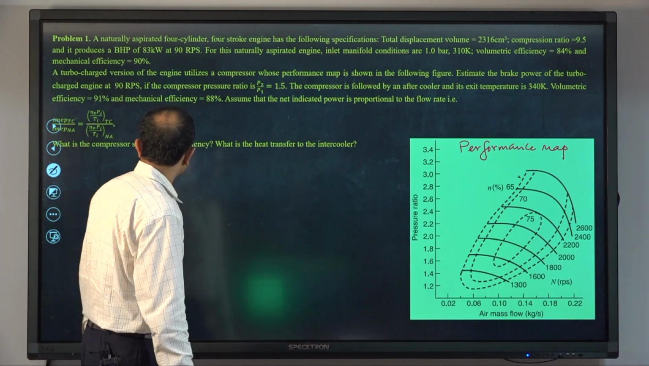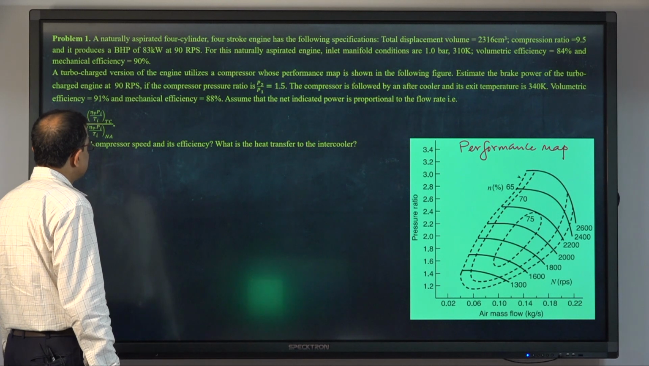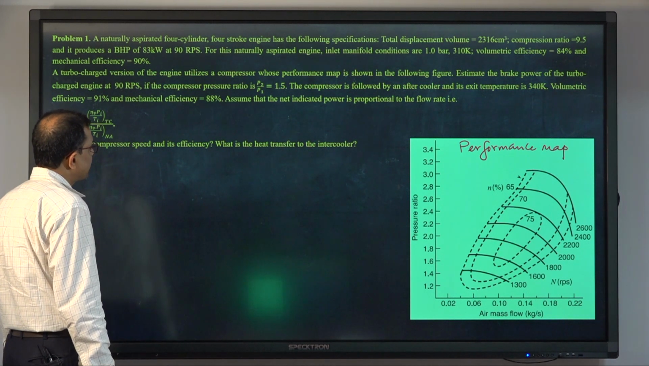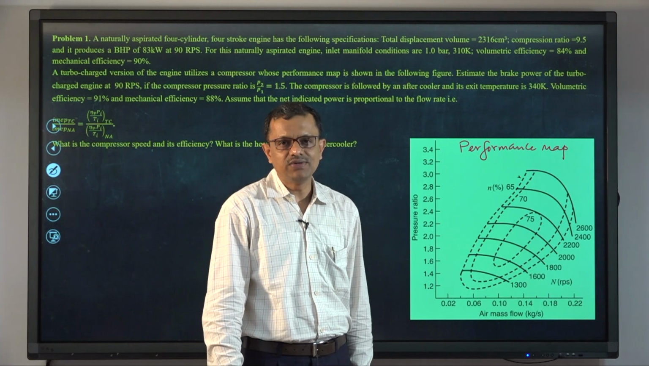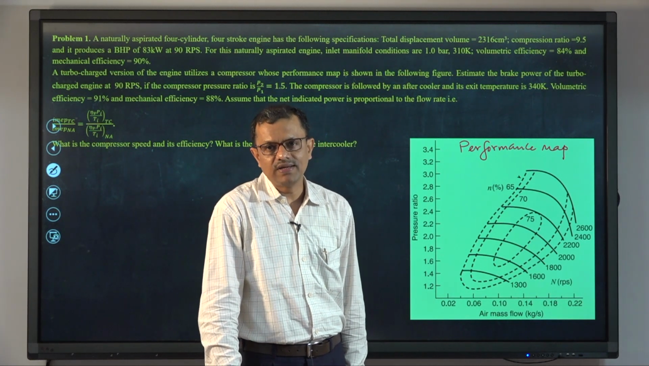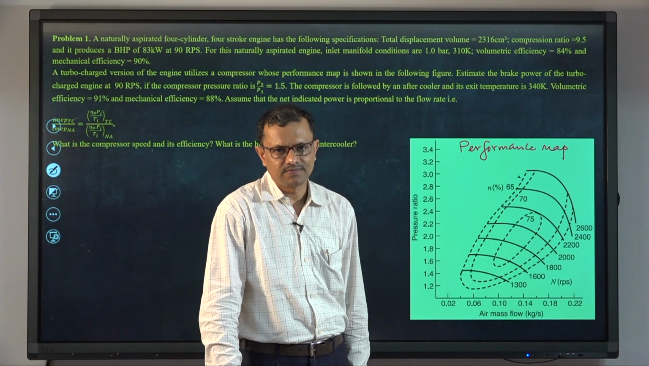aspirated engine. Okay. The next para is a turbocharged version of the engine utilizes a compressor whose performance map is shown in the following figure. So, as I already mentioned, this is the performance map of the compressor and the compressor is now there in the turbocharging unit. Estimate the brake power of the turbocharged engine at 90 RPS. So, when the same engine is now getting operated by a turbocharger or turbocharging unit, we need to estimate brake power when the engine is running at 90 RPS.